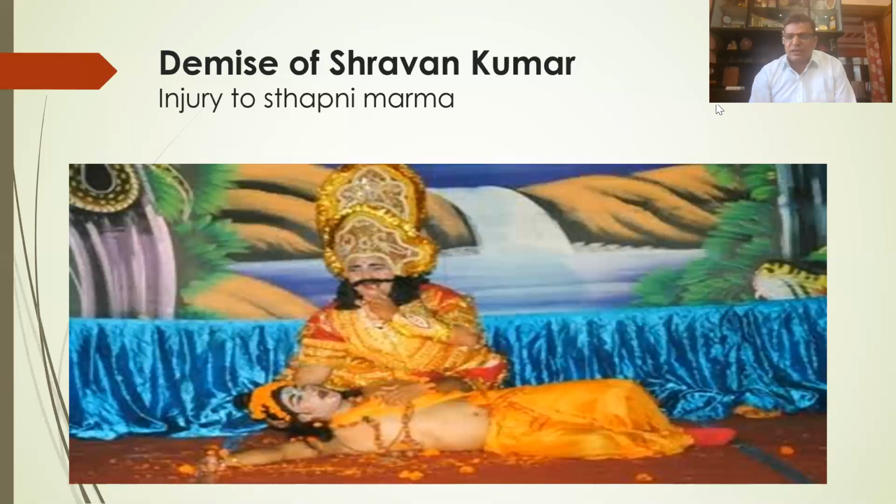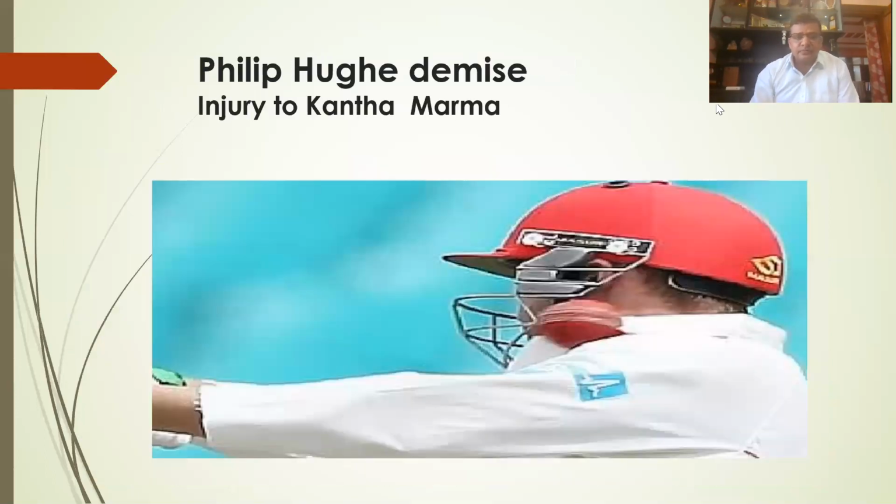That arrow struck the Sthapani Marma of Shravan Kumara. When Dasharatha realized that his arrow had hit a person who was crying, he wanted to remove the arrow, and immediately the demise of Shravan Kumara happened. This also shows the importance of that Marma point, known as the Sthapani Marma.